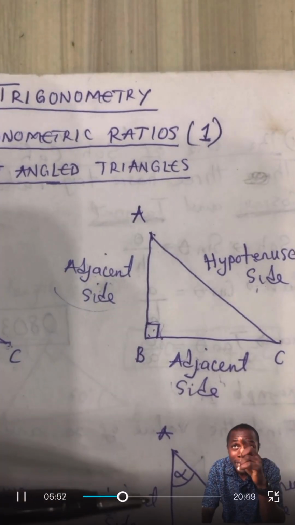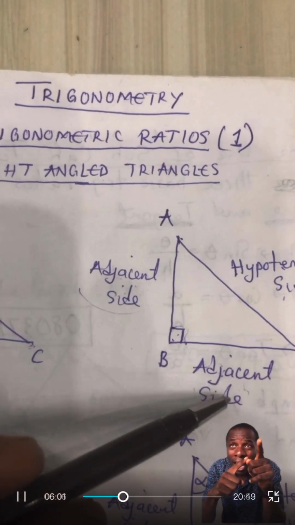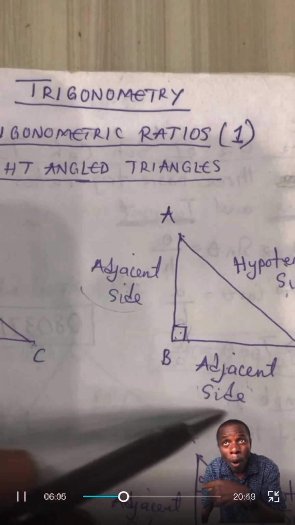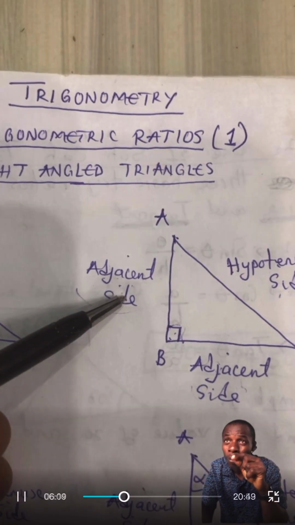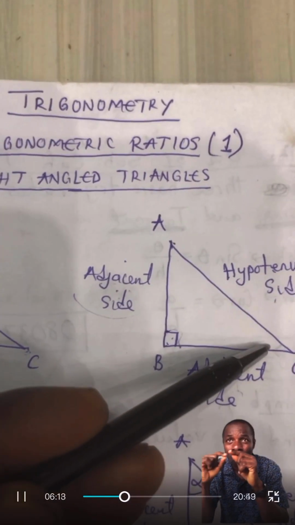Do you understand? But the adjacent side can change name. One can change to opposite side and the other one will remain adjacent side, or this other one will change to opposite side and the other one will remain adjacent side, depending on where an angle is introduced, either at A or at C.